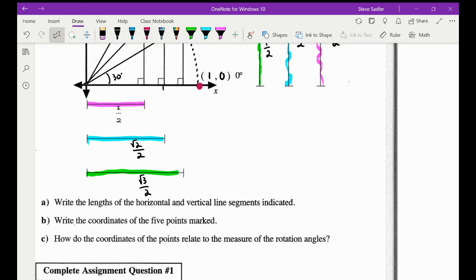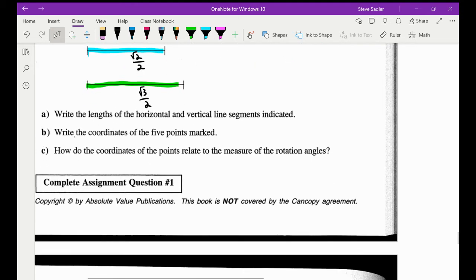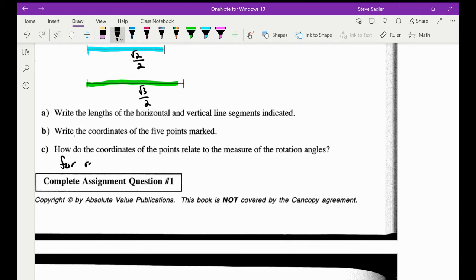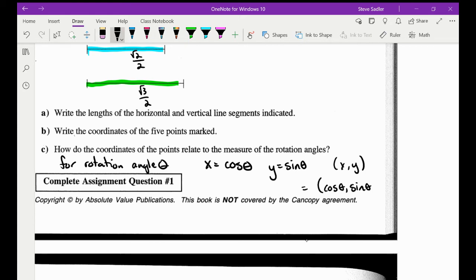So we've written the coordinates. We've done the line segments. How do the coordinates of the points relate to the measure of the rotation angles? We learned this in the last lesson. For a rotation angle, theta, we know that x is cos theta and y is sine theta. So we could say that our coordinates xy are equal to cos theta, sine theta.